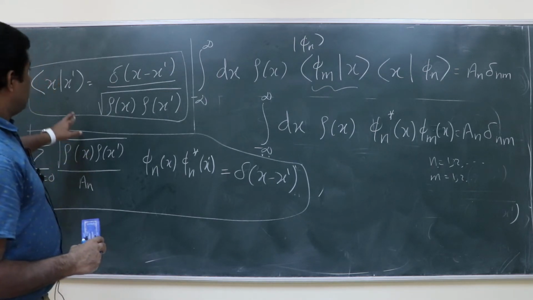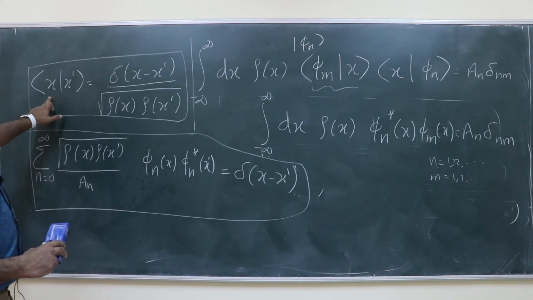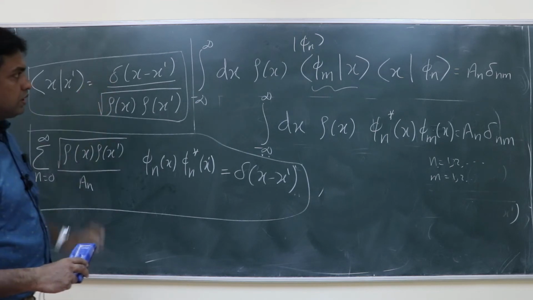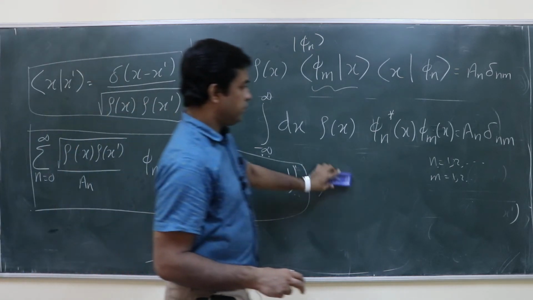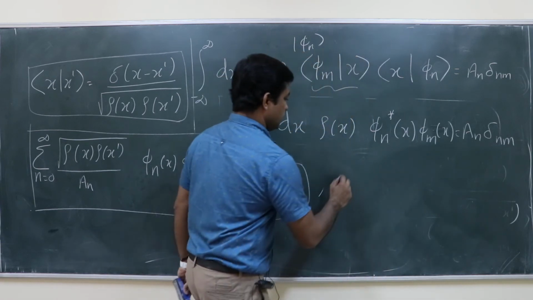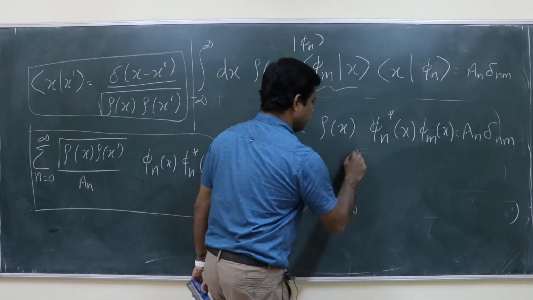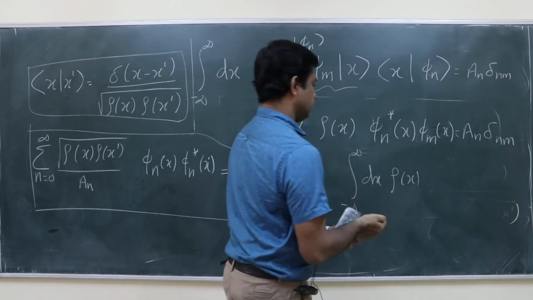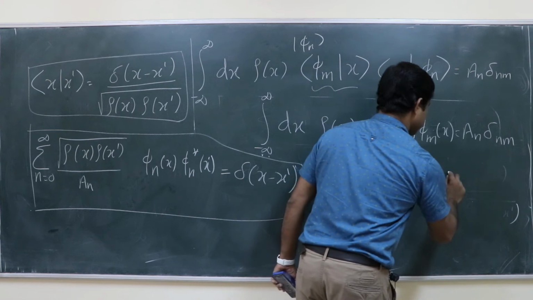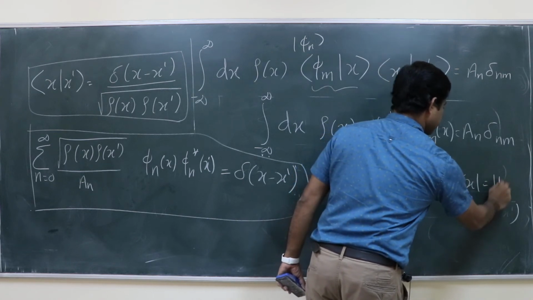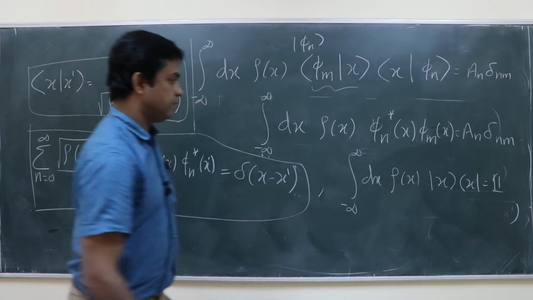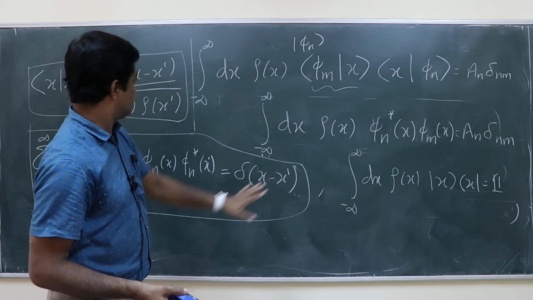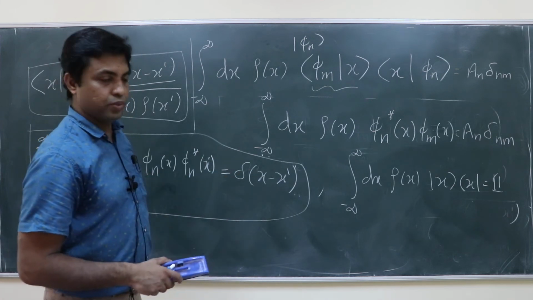And this is what you have, the bra x and ket x prime, which is having this inner product. There is another important relation we have studied: integral from minus infinity to infinity dx rho of x. So now you learn these basically 4 expressions.